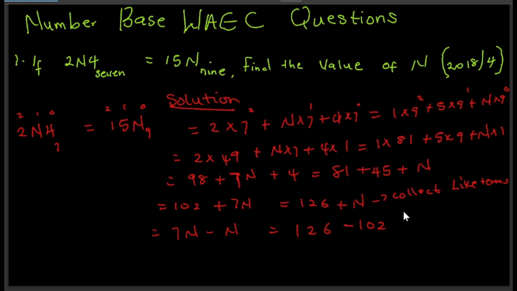Okay, so 7n minus n is equal to 6n, which equals 126 minus 102, which is 24. So what we have here now, n will be equal to 24 divided by 6, right? So n equals 4. 24 divided by 6 is 4. Therefore, we found the value of n equals 4. So this is how you solve questions like this.